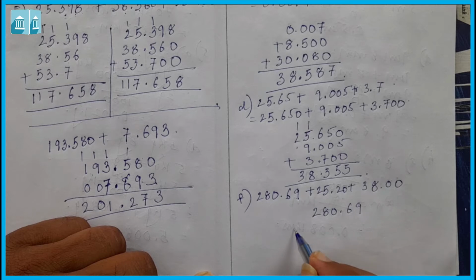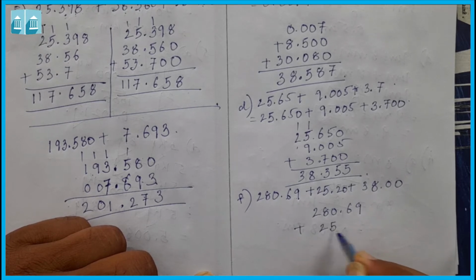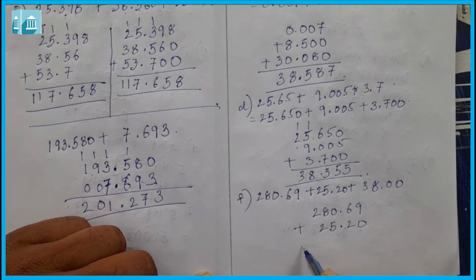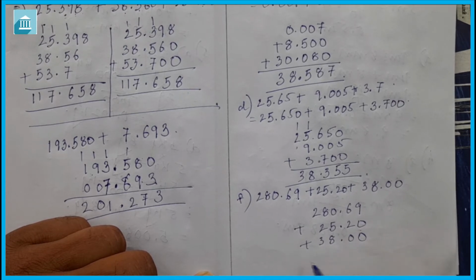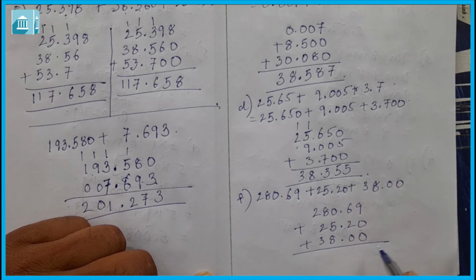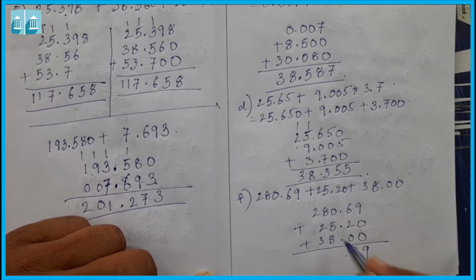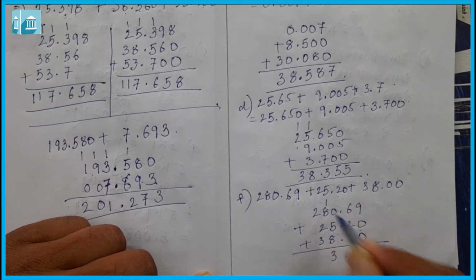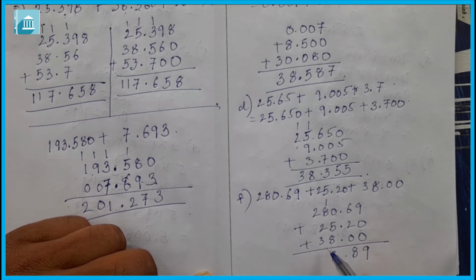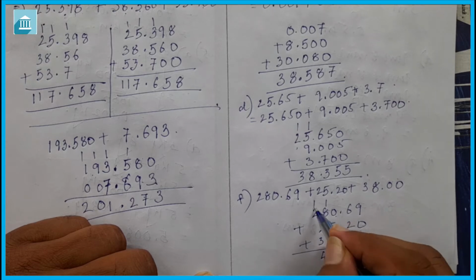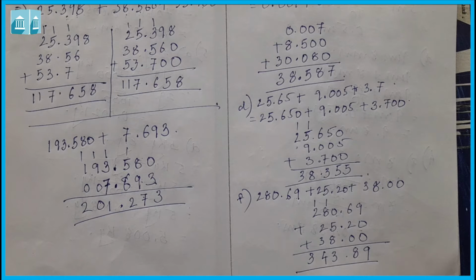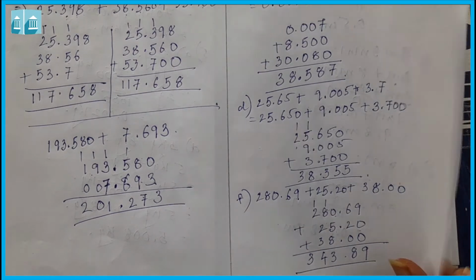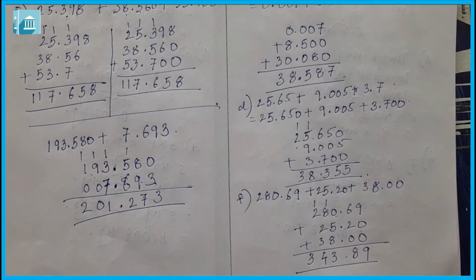280.69 plus 25.20 plus 38.00. So this will be 9 plus 0 plus 0, so 9. 6 plus 2 is equal to 8. 5 plus 8 is 13, means 3 here. 10 plus 14, 2 here. 343.89. So in this way we can do this addition.